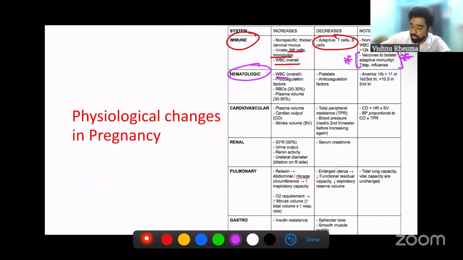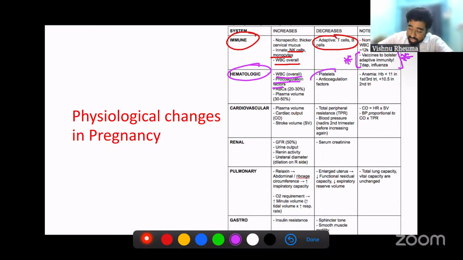Hematological, we have discussed, WBC increases, procoagulation factors increase. So a hypercoagulable state does occur in pregnancy. It's a double-edged sword because in your postpartum hemorrhage situation, it kind of helps in contributing to the hemostasis. But overall, there is an increased risk of thromboembolic phenomena as well. So that is also important to note, that it's a double-edged sword.